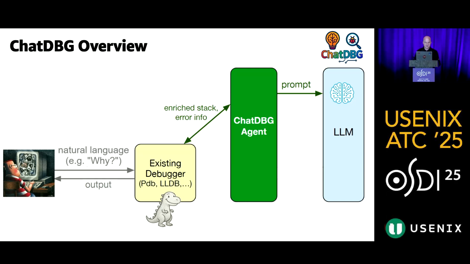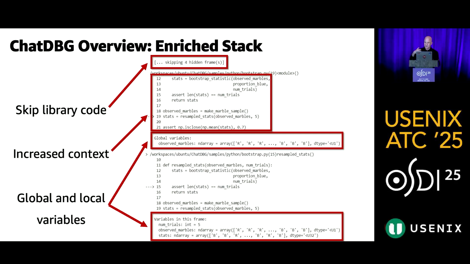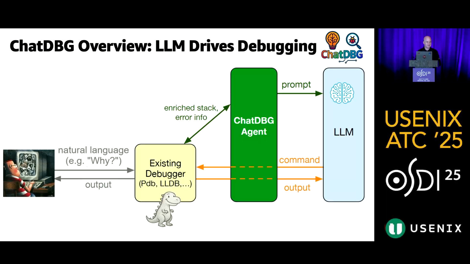The first thing it does is create this enriched stack. This leverages dynamic information that the debugger has that's not present in the code. So rather than just saying, here's whatever stack frame we have, we skip library code, because the assumption is the person debugging is not trying to debug the system's libraries. We increase the context, so it's not just the one line responsible for each frame. We add information like global variables and what the types of the variables are. A lot more information that makes it more useful to the LLM to bootstrap this process of getting some debugging happening, all right?